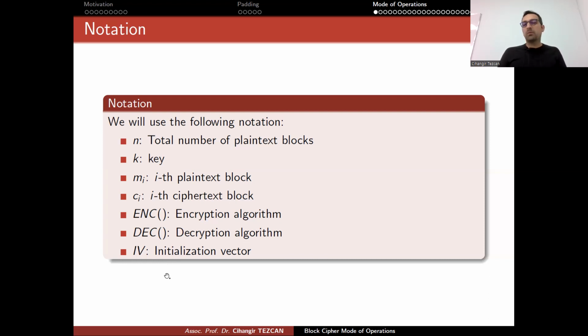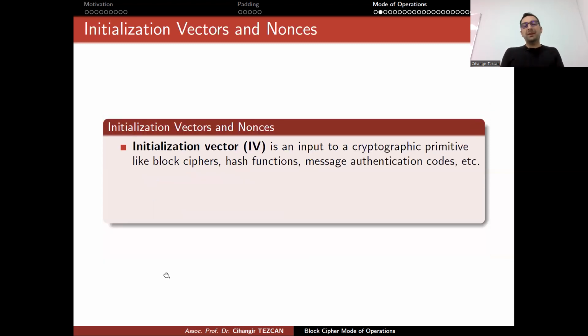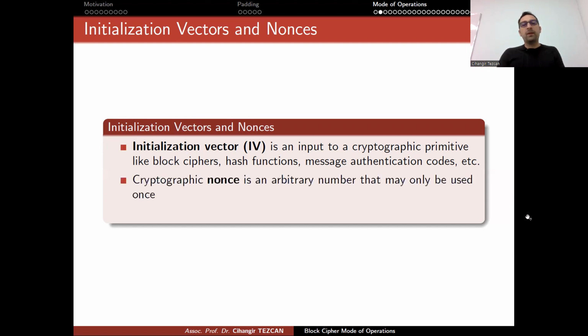So before moving on, maybe we should first describe what an initialization vector is and what a nonce is. Sometimes these are used interchangeably, but the main definitions are different. Sometimes instead of nonce, people say IV. So an initialization vector, IV, is an input to a cryptographic primitive like block ciphers, hash functions, message authentication codes, etc. So it comes in many different algorithms. And a cryptographic nonce is an arbitrary number that may only be used once. This is important. So you cannot use a nonce twice.